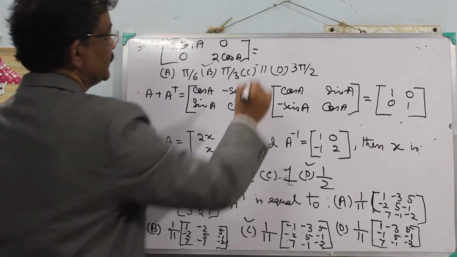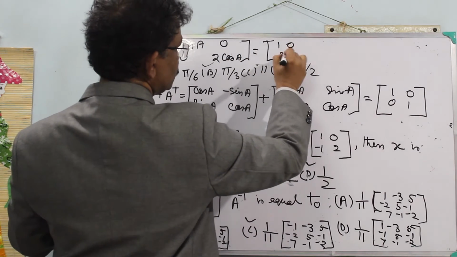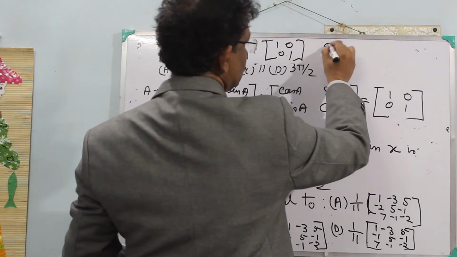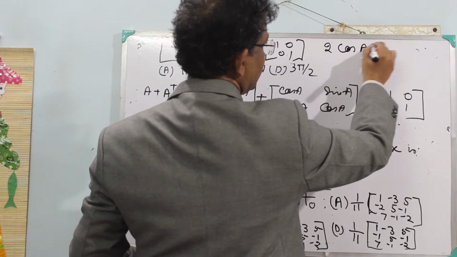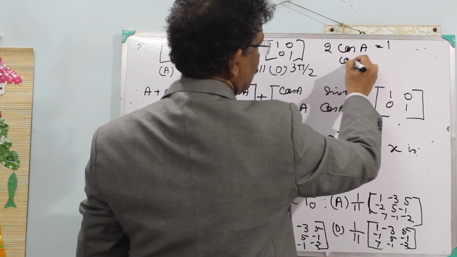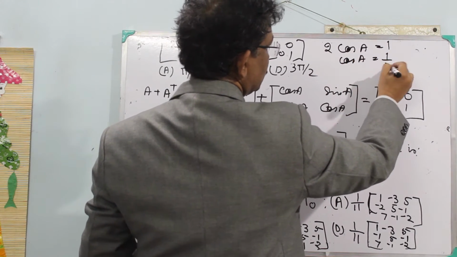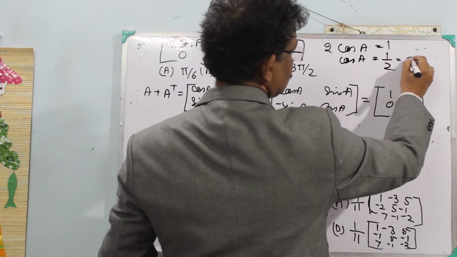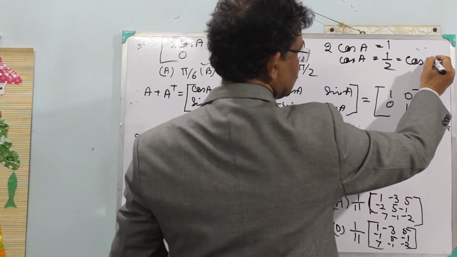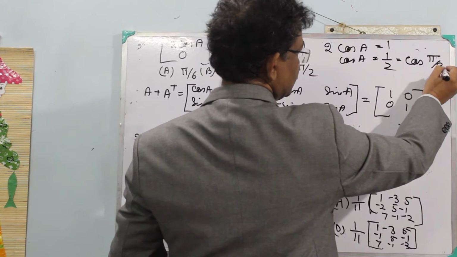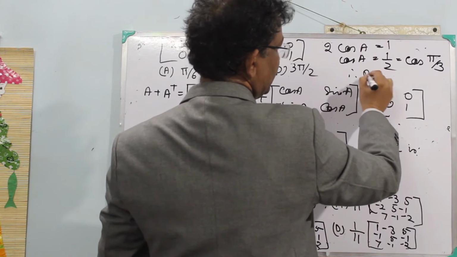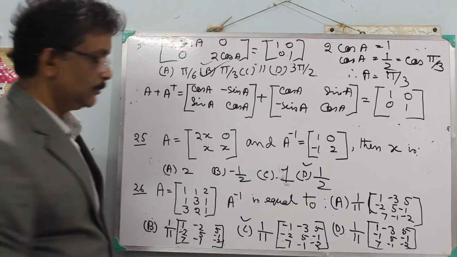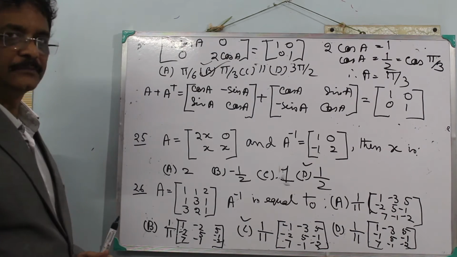So I can say this equals 1 0 0 1. So 2 cos A is equal to 1, so cos A is equal to half. When cos is equal to half, it is cos 60, pi by 3. Therefore A equals pi by 3. So the correct answer is B, pi by 3. Clear, I think.